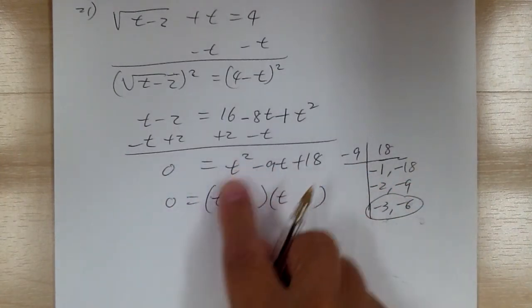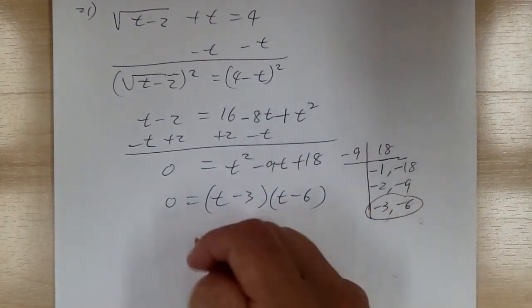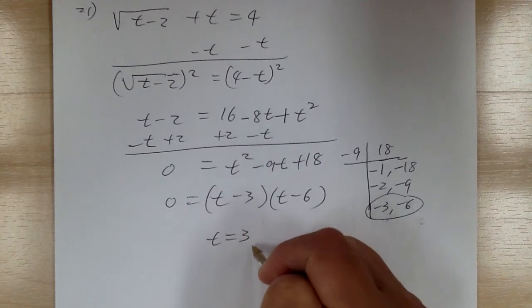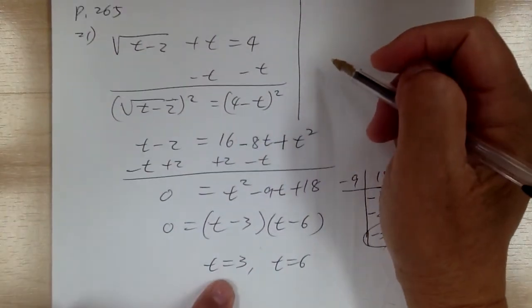So first break down the first term, and then from here you can put it in. So minus 3, minus 6. So from here you're going to get t equal to 3, t equal to 6. Okay, so again, let's go and check answers. So do the 3 first.